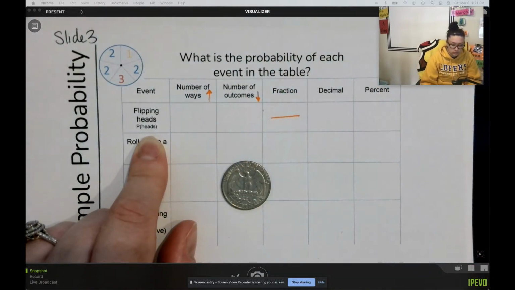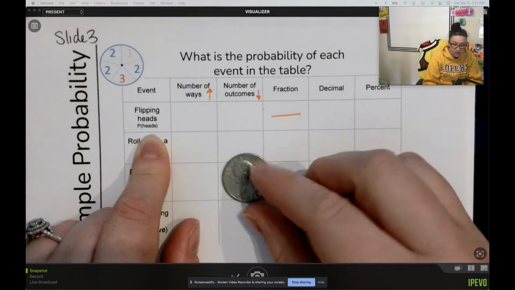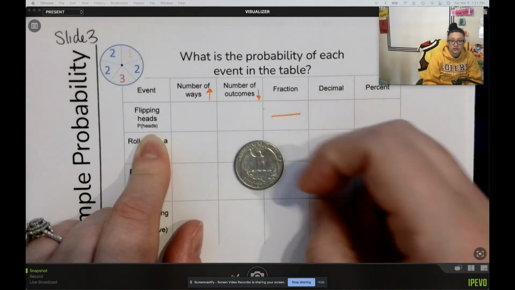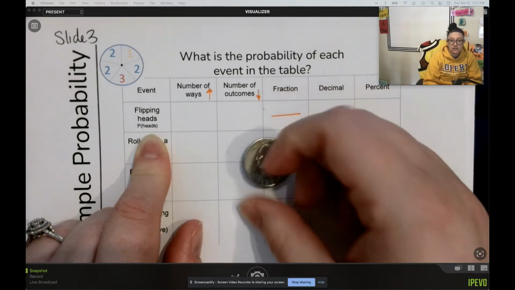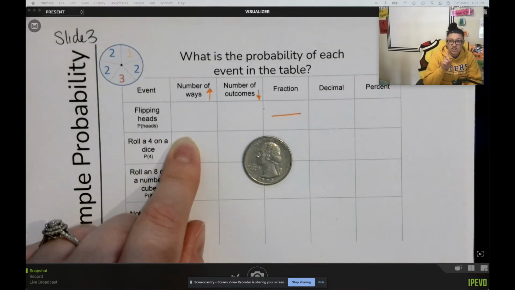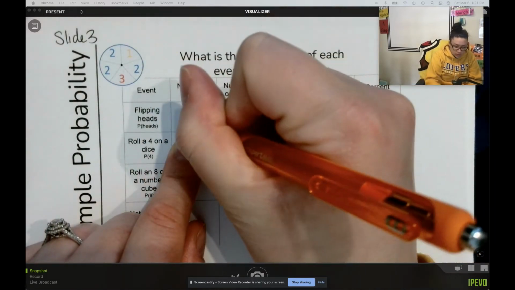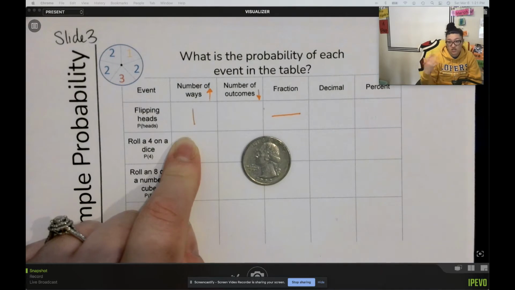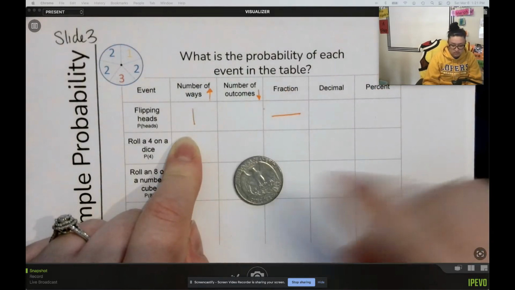So how many different heads are there on a coin? How many heads are there? There's just one. Just one heads. The other side is tails.